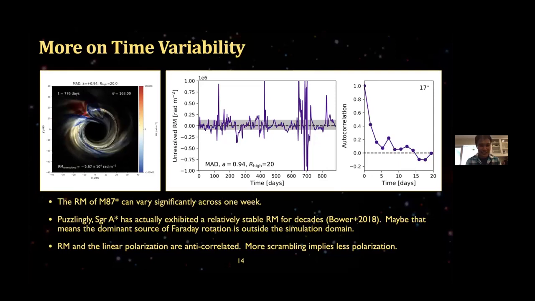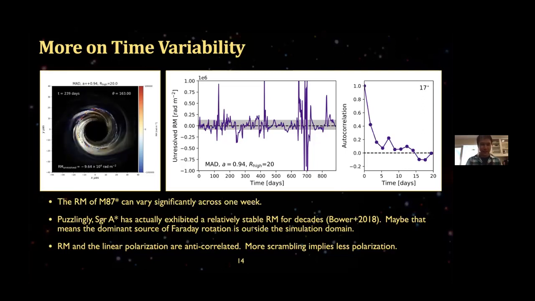Now, puzzlingly, Sagittarius A* has exhibited a relatively stable RM, at least compared to this. It's maintained the same sign. So maybe that means that the dominant source of Faraday rotation is outside the simulation domain. And then on top of that, there's this variation occurring on much smaller scales. That's something that we should think about more.